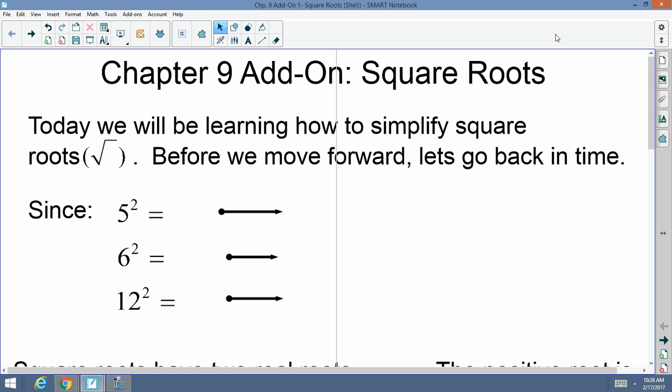Today we're starting chapter 9 and we're talking about square roots, guys. And in your book, you don't have a section on square roots, but I am a firm believer in teaching properly. And I want to make sure that you know every aspect of radicals in general.